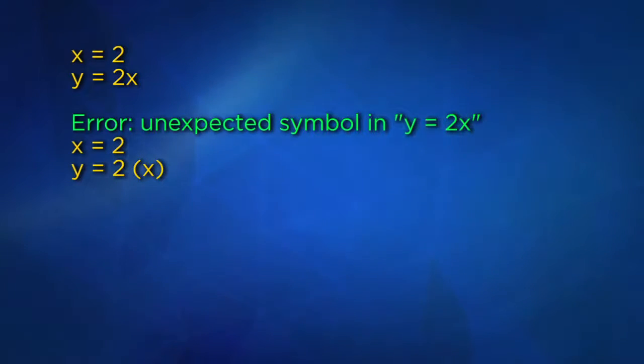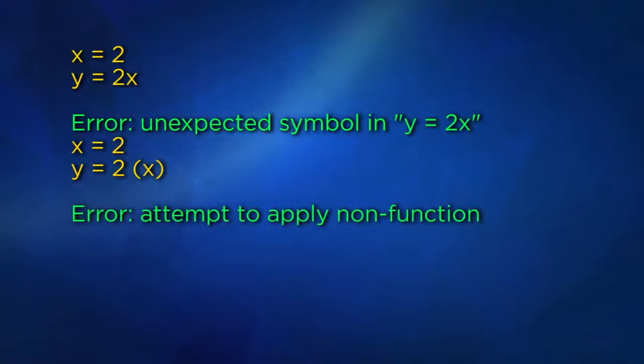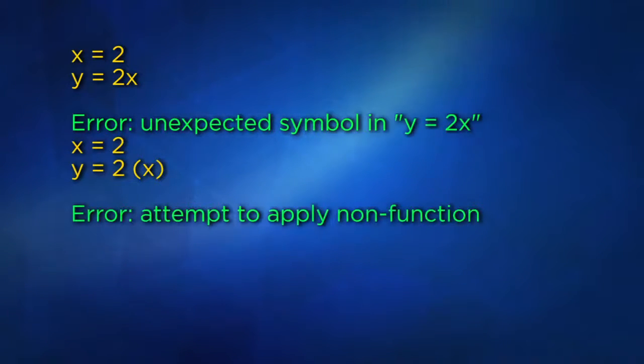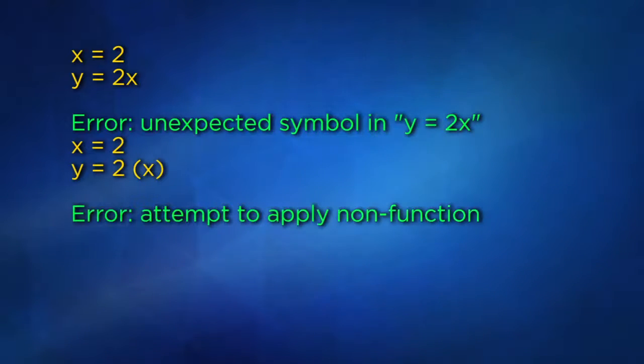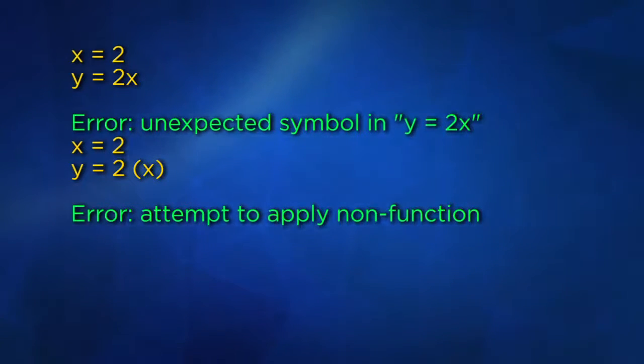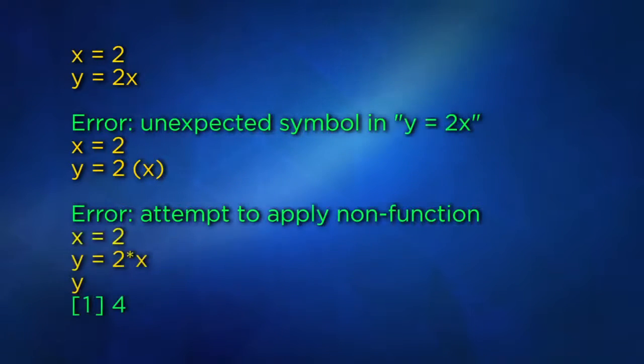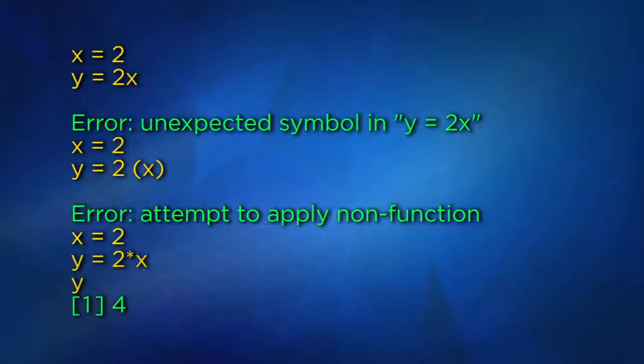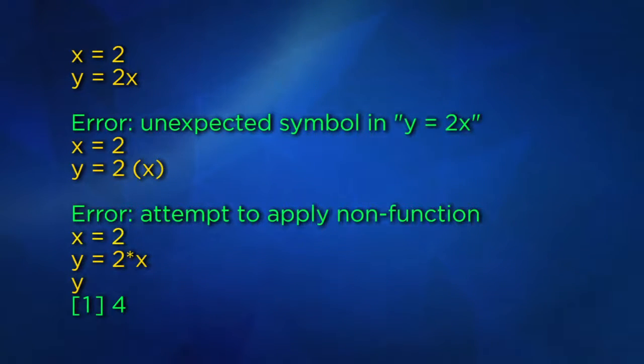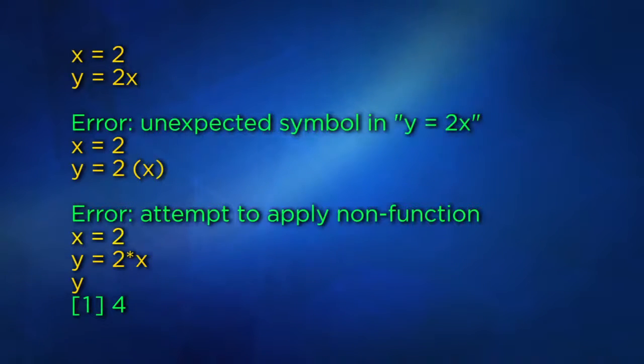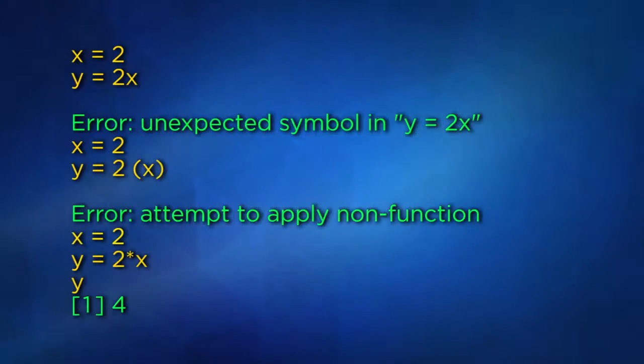Y equals 2 parentheses x. Well, again, we get an error: attempt to apply non-function. The problem there is that the parentheses make it look like 2 is a function, and we want to apply x to use inside of that function. The correct way is y equals 2 asterisk x, or star x. The asterisk is used for multiplication, and R recognizes that, correctly multiplies 2 by x to give us 4.